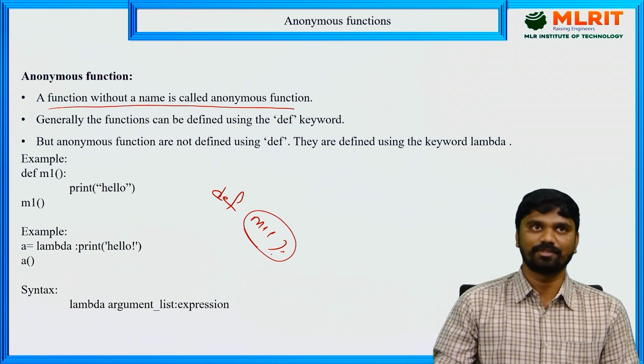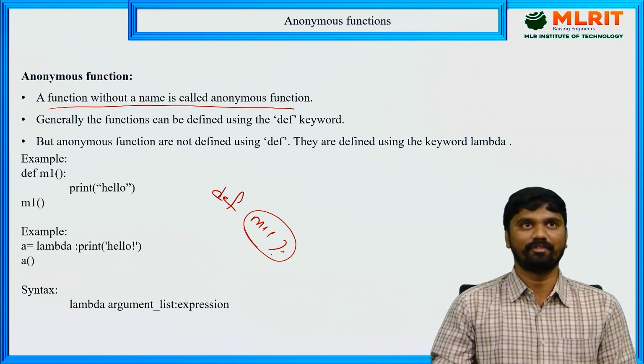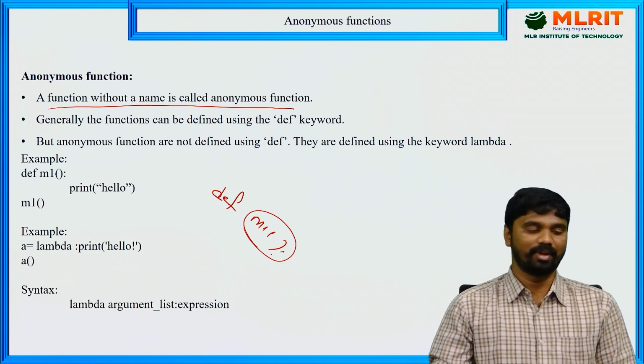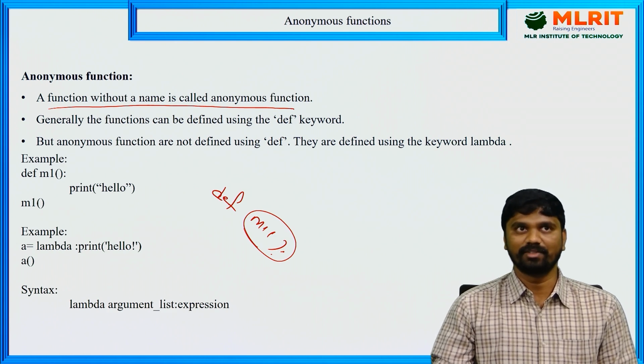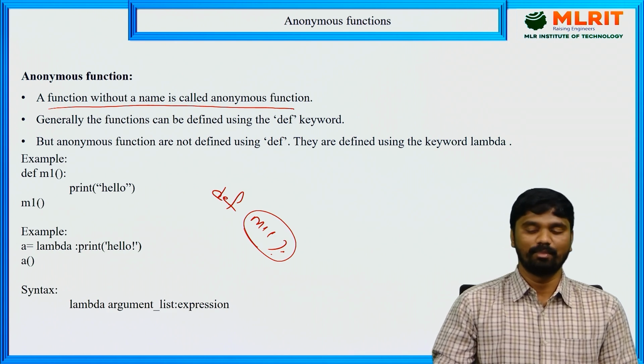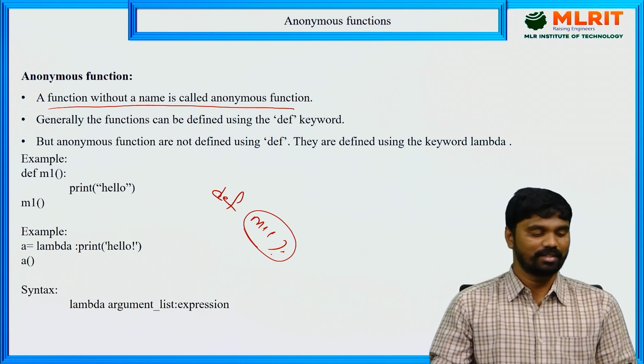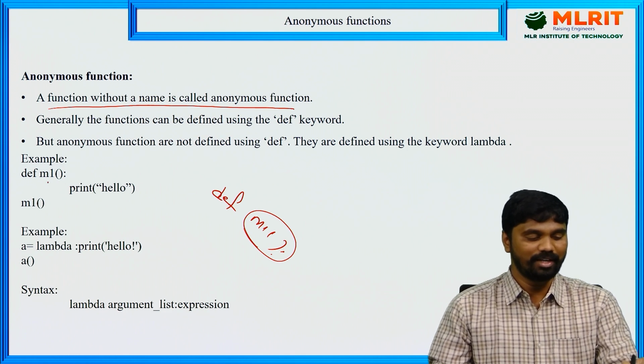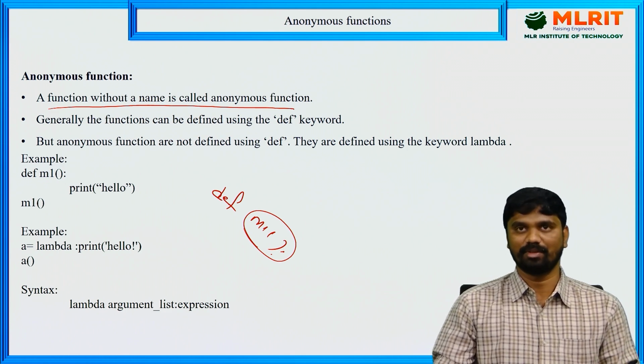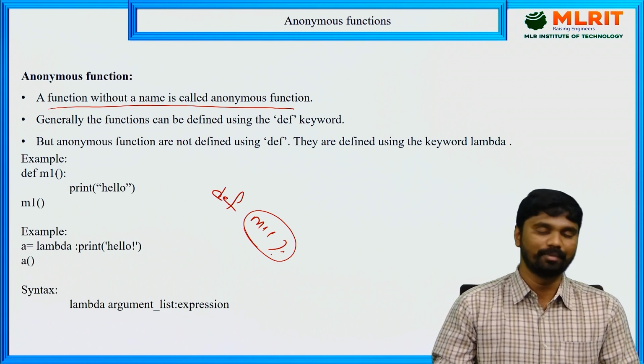These anonymous functions are also known as lambda functions. Why do we call them lambda functions? Because we define anonymous functions using the lambda keyword. For example, here we are going to print a statement, hello, using the m1 function.